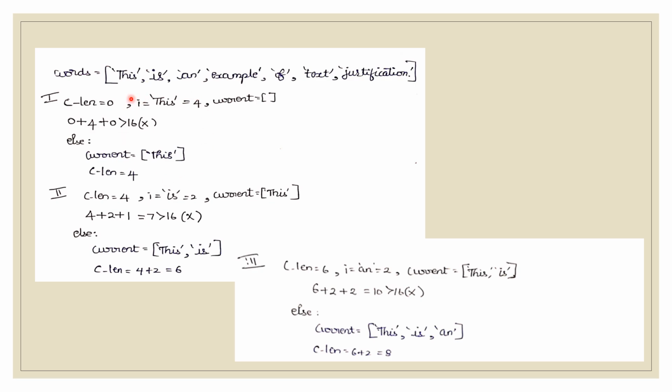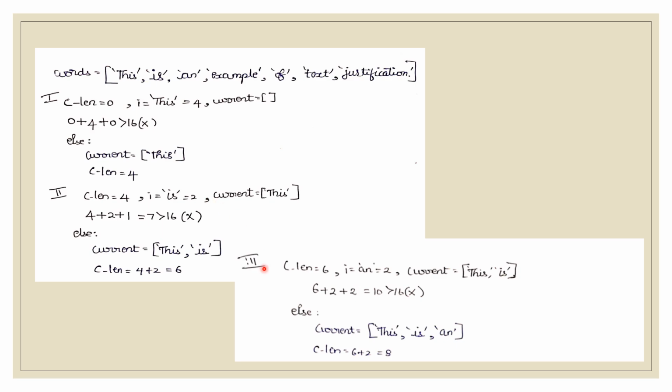We're going to do the same procedure for the second iteration. In the second iteration, clen becomes 4 and the updated list is this, so the length of the current list will become 1 and the length of i is 2. So 4 plus 2 plus 1 is equal to 7, which is less than 16, so it does not satisfy the condition. Let's move to the else part. Since it does not satisfy the condition, we're executing the else part and appending is to the current list, incrementing the value of clen.